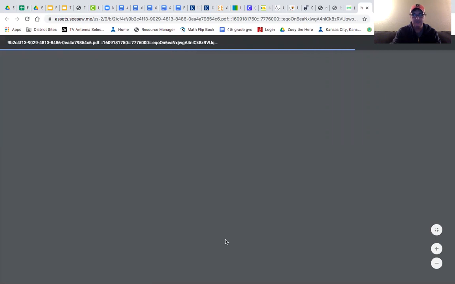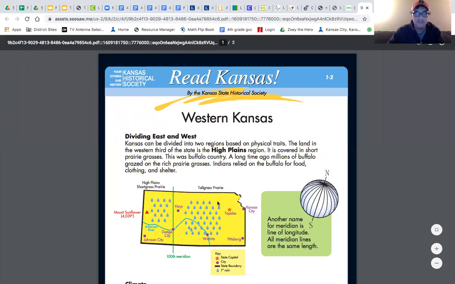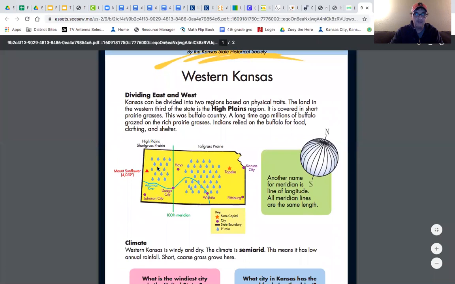So remember, eastern Kansas, that was called the tall grass prairie. The western Kansas is called the high plains. So here we have the tall grass prairie in eastern Kansas, and here we have the high plains in western Kansas. The high plains is covered in short prairie grasses. This was buffalo country. A long time ago, millions of buffalo grazed on the rich prairie grasses. Indians relied on the buffalo for food, clothing, and shelter. So imagine around here, millions of buffalo a long time ago roaming around.